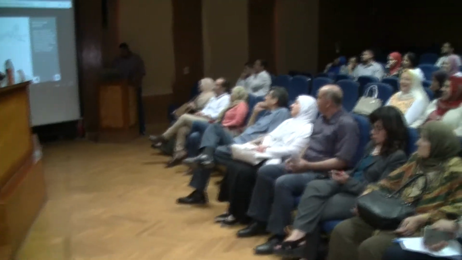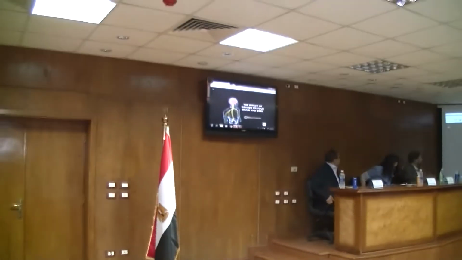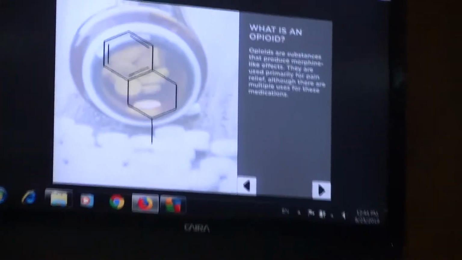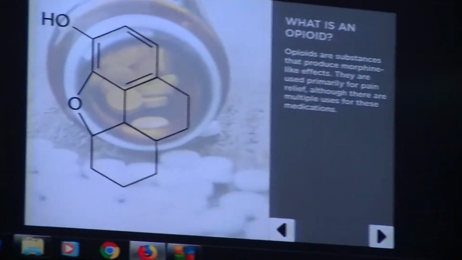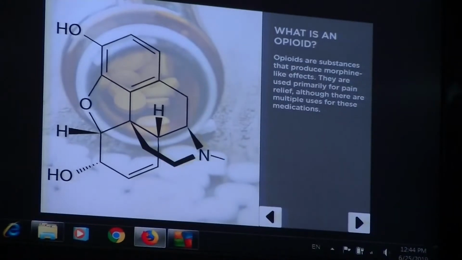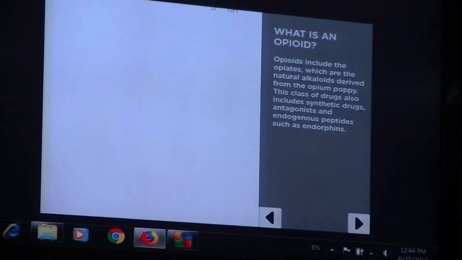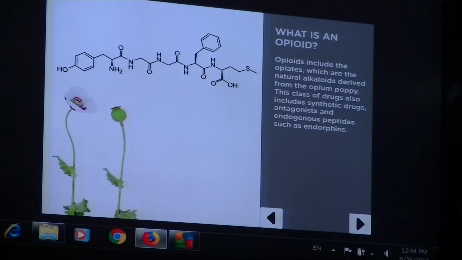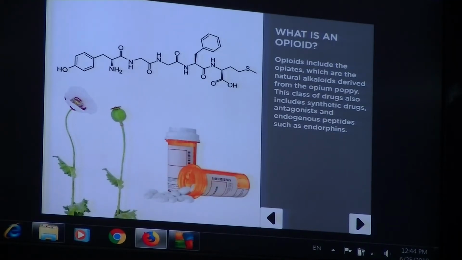Opioids include the opiates, which are the natural alkaloids. The impact of opioids on your brain and body. Opioids are substances that produce morphine-like effects. They are used primarily for pain relief, although there are multiple uses for these medications. Opioids include the opiates, which are the natural alkaloids derived from the opium poppy. This class of drugs also includes synthetic drugs, antagonists, and endogenous peptides such as endorphins.